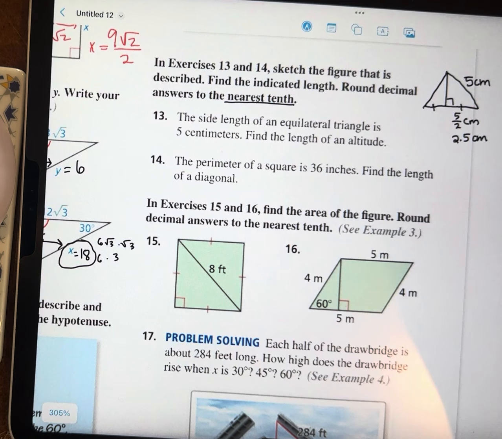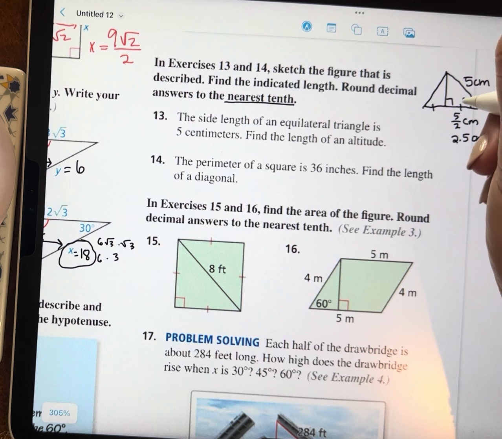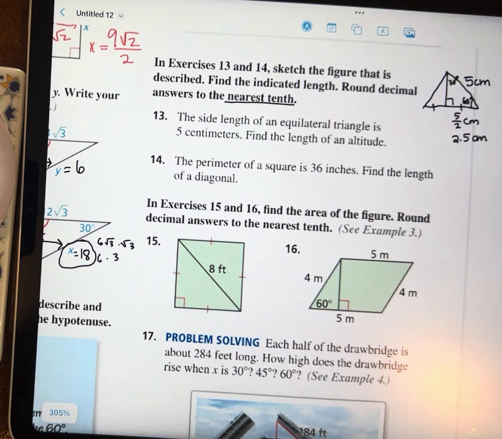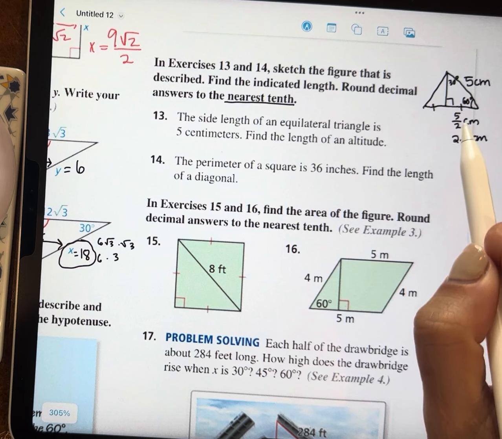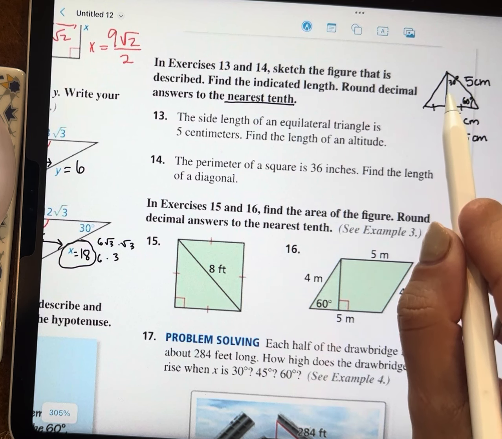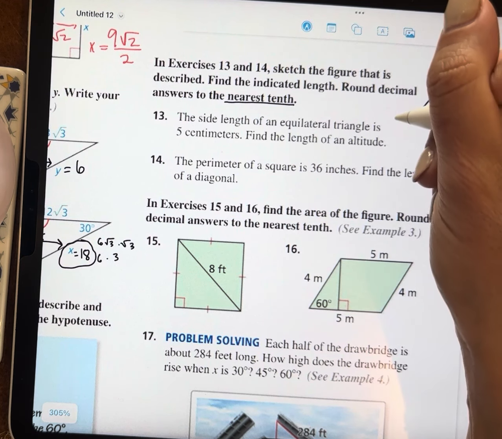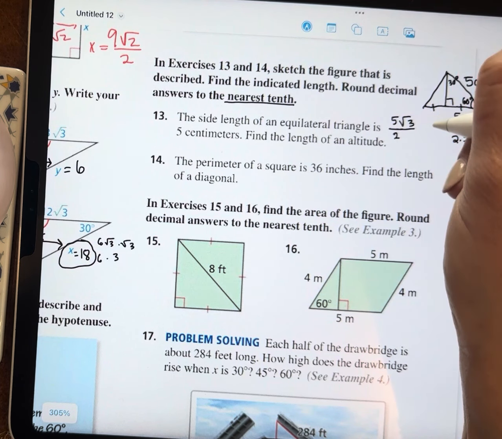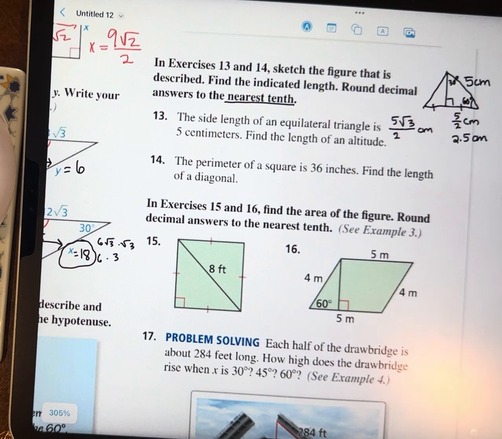Okay, now this was a 60-degree angle because this was an equilateral triangle. This angle I cut in half. It was 60, now it's 30. So here I am with a 5 over 2 short leg, and I want the altitude. Well, that's just going to be 5 over 2 rad 3 centimeters. Since they said to round to the 10th, I will do it reluctantly.